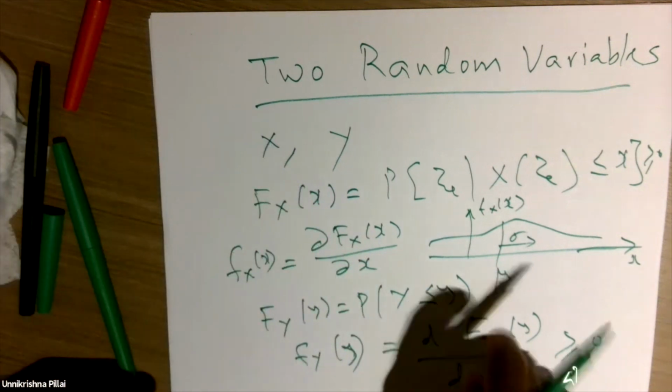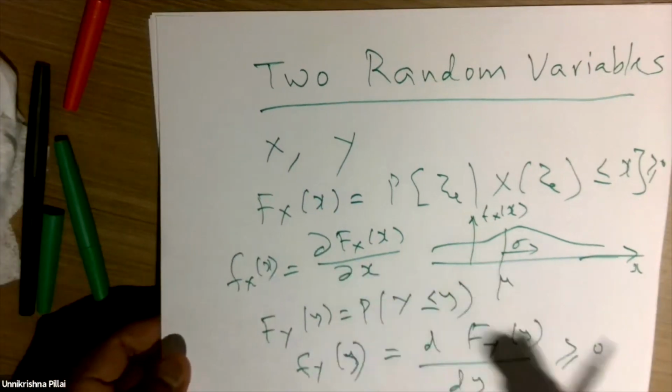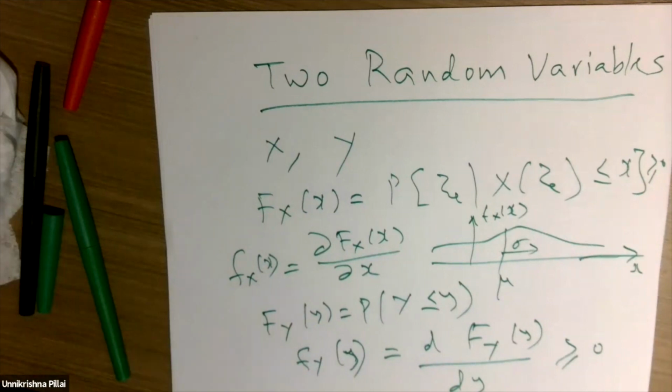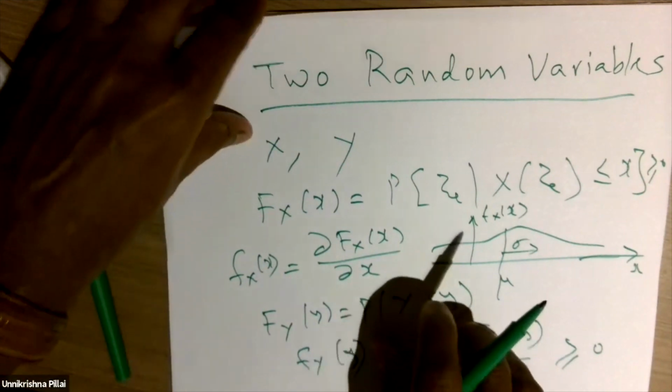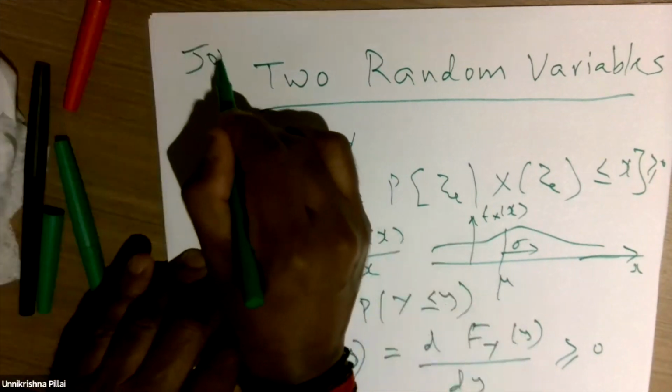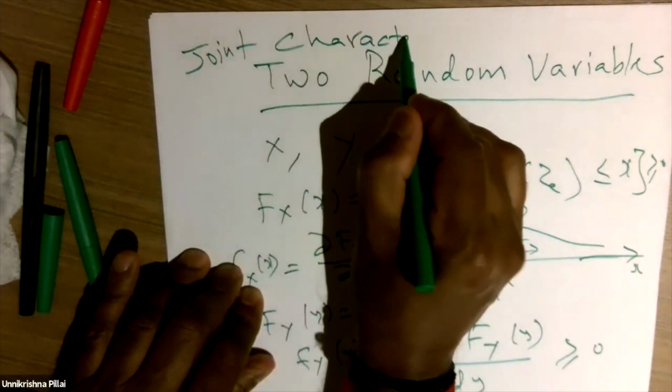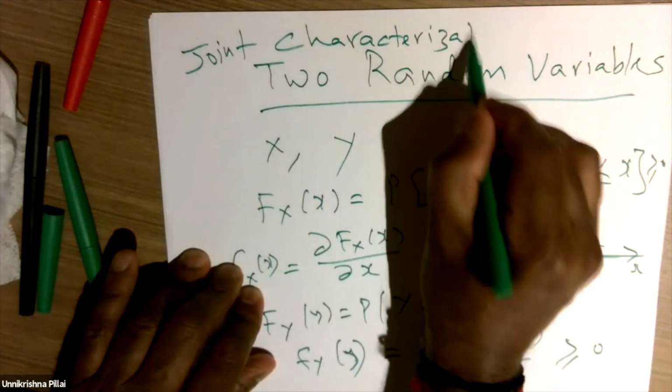So it becomes natural, like height and weight, when you feel two random variables are related, to ask how you characterize them together. That's where the joint characterization of two random variables comes in. That's what we are going to do today.